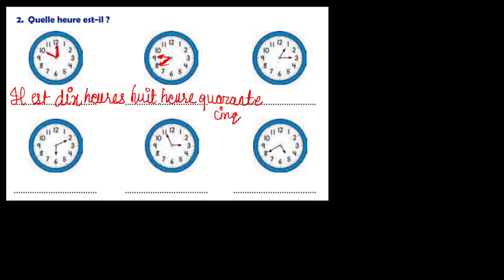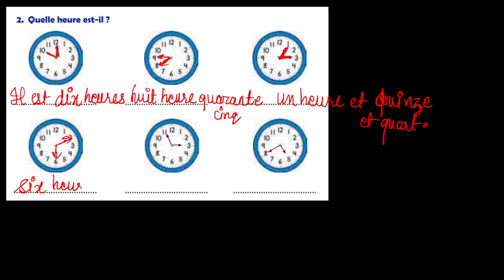So I'm writing quarante-cinq. Now here this is 1:15, so you can write une heure, then 15 we say as quinze, or you can even write et quart. Fine. Next, this is 6:10, right? 6:10. So 6 is called six. So six heures dix. Fine. Now these two you can do on your own.